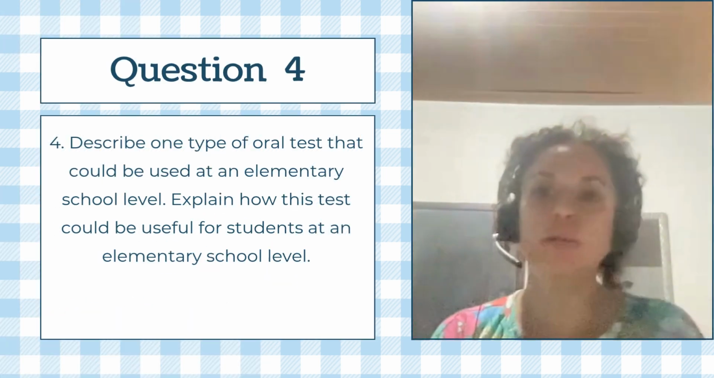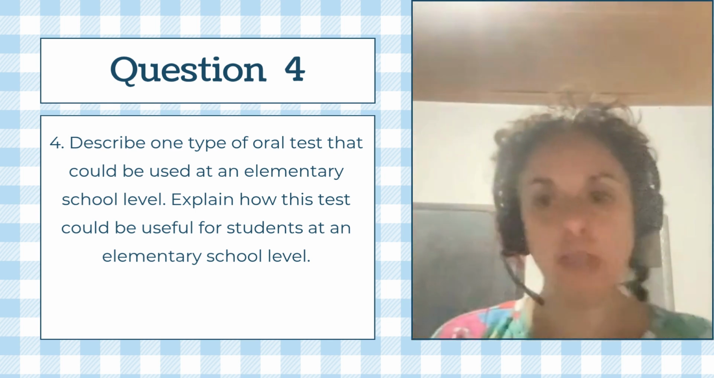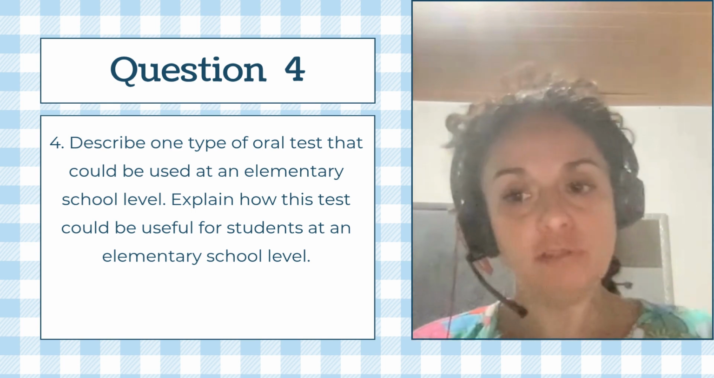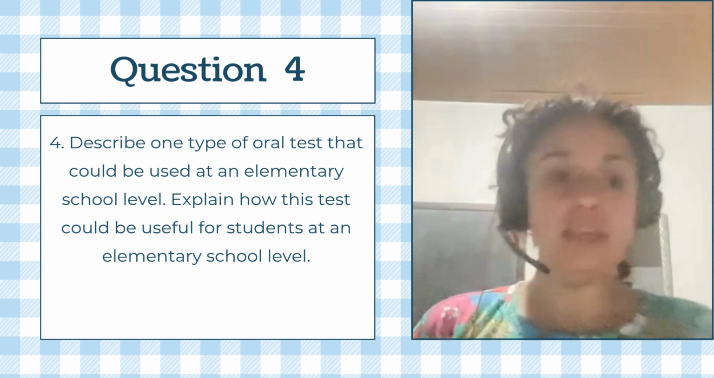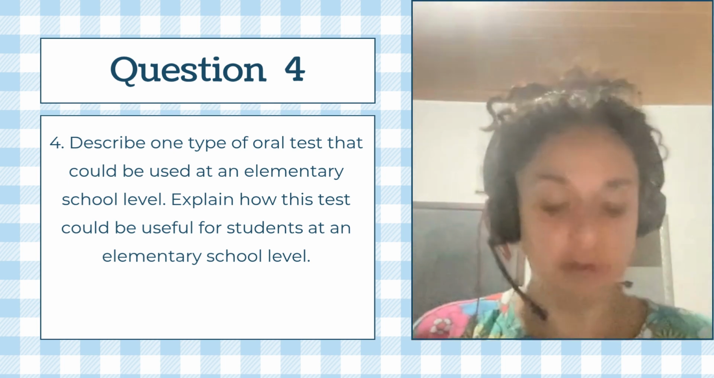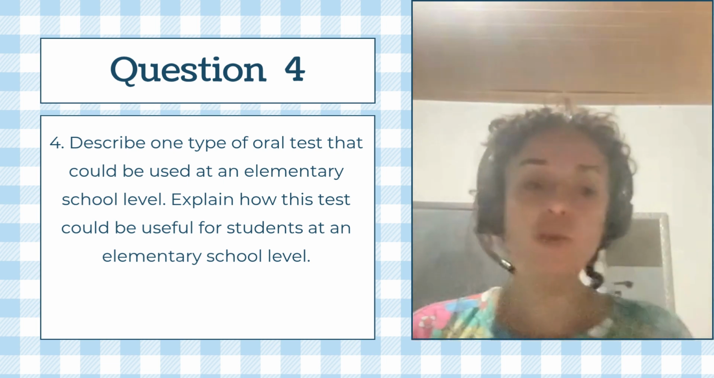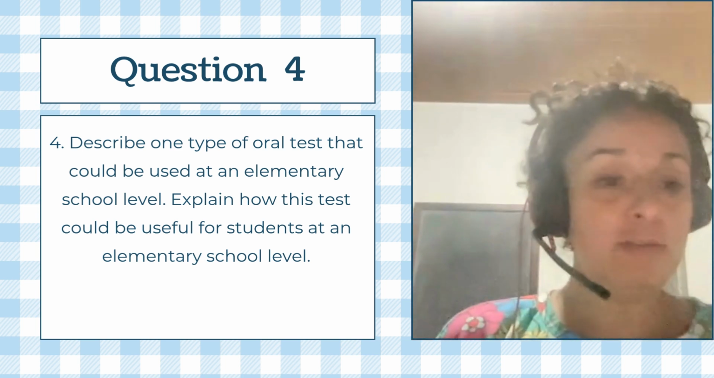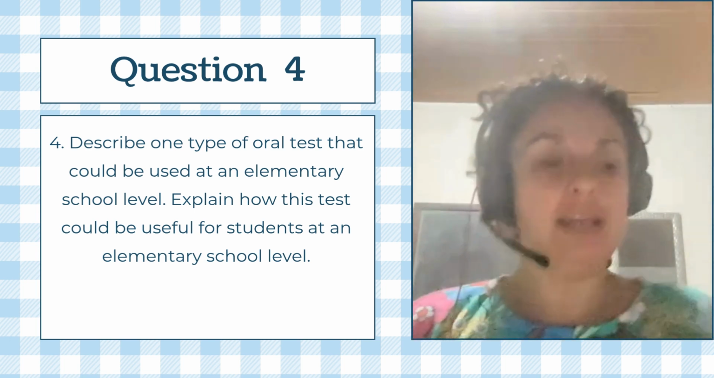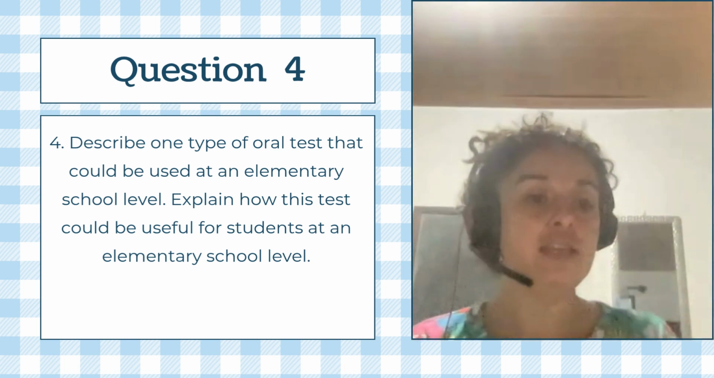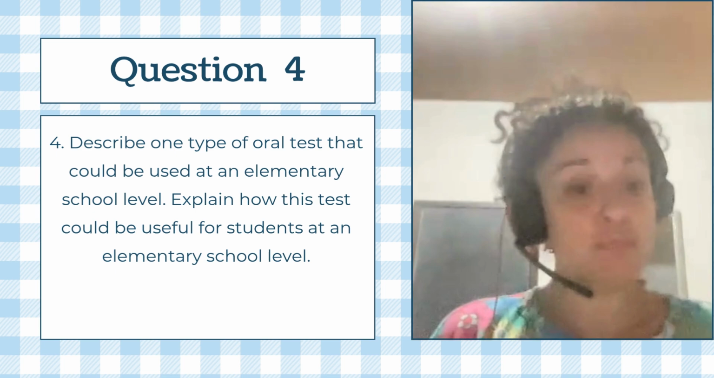In question number 4, we have to describe one type of oral test that could be used at an elementary school level. Explain how this test could be useful for students at an elementary school level. Well, for me, show and tell is a great test because you can use it in all ages. For example, if you are in first grade, you could use it because you can tell them to bring a toy to the class and they can practice at home some sentences that they can explain.